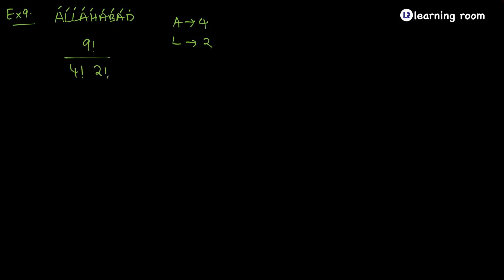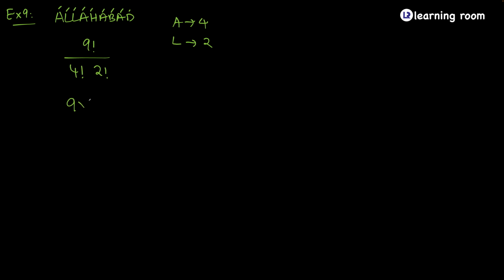So let's solve example number 9. The question says, find the number of permutations of the letters of the word Allahabad. How many letters are there? 1, 2, 3, 4, 5, 6, 7, 8, 9. So it is 9 factorial divided by, A is getting repeated how many times? A is coming 4 times. L is coming 2 times. H is not repeating, B is not repeating, D is not repeating. So 9 factorial by 4 factorial into 2 factorial.